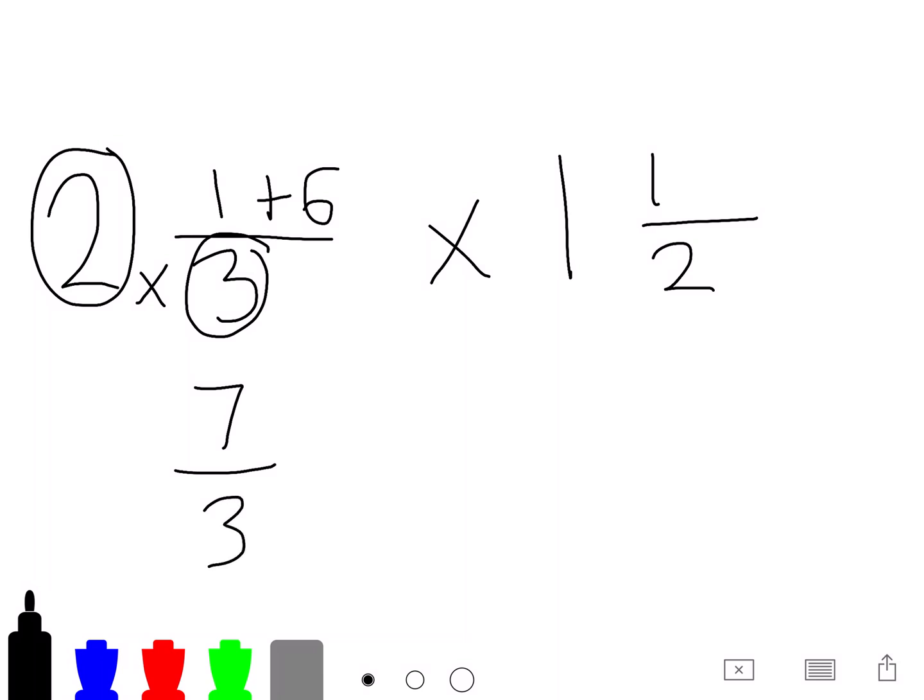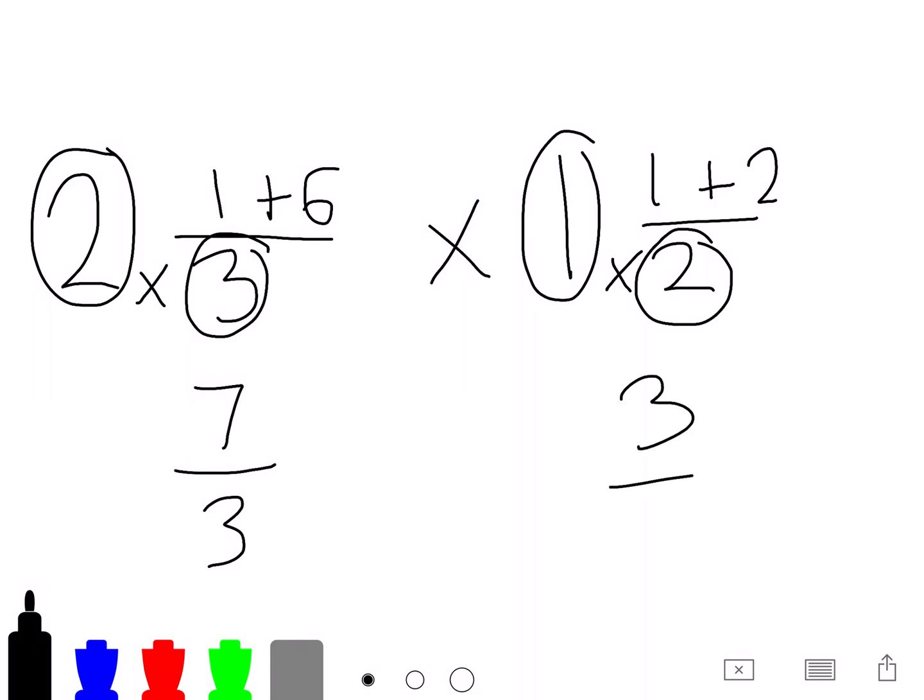Now I'm going to do the same process over here to 1 and 1/2. I'm going to take my whole number 1, and I'm going to multiply it by my denominator 2. And I get 1 times 2, which is 2. So now I'm going to add that answer to the numerator. Of course, 1 plus 2 equals 3, and my denominator stays the same.